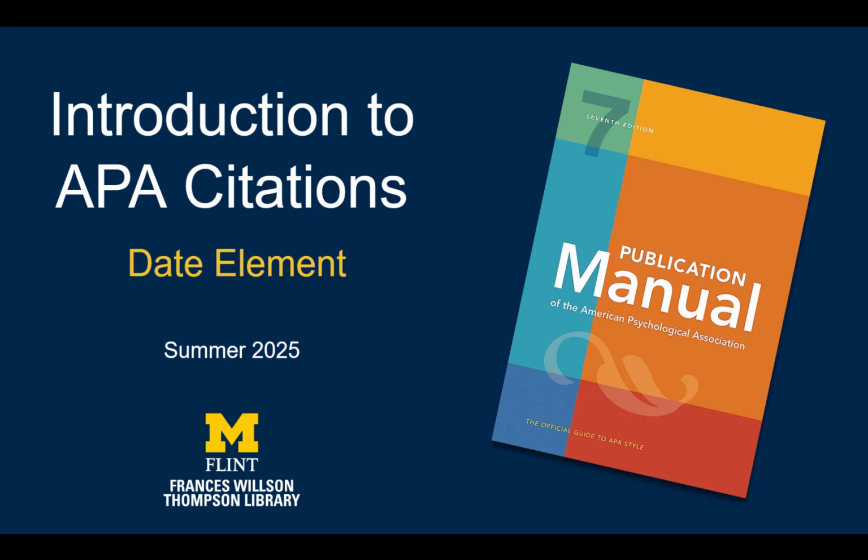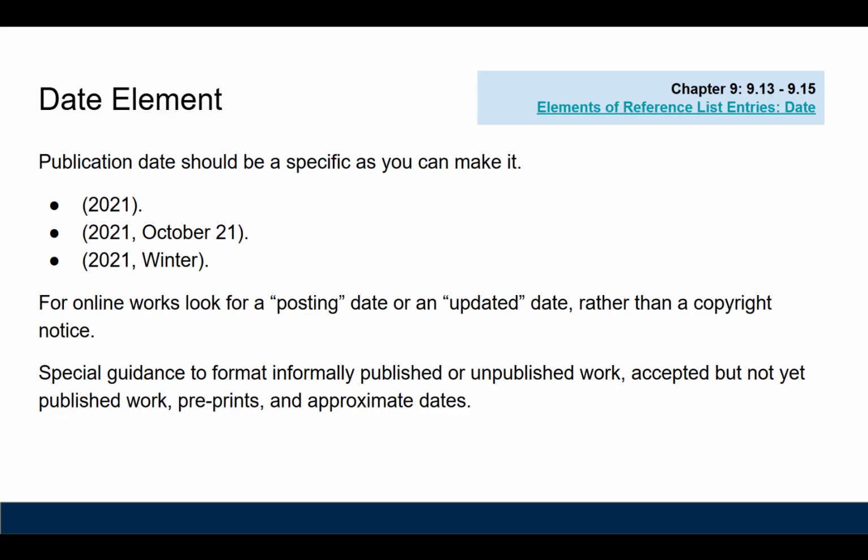Following the order of information in a reference entry, we're moving on to the date element. Again, I can't cover every possible situation, so looking in the manual and on the APA style website will be necessary. The APA date element should always begin with the 4-digit year, and often that is enough, particularly with academic journal articles. However, if a more specific date is present, you should include the month, day, or season.